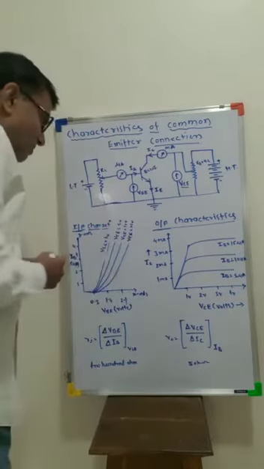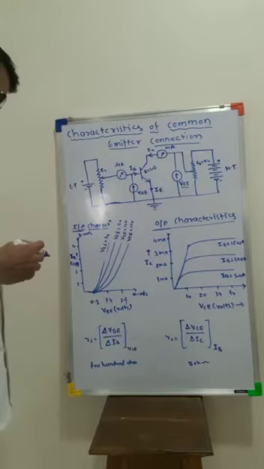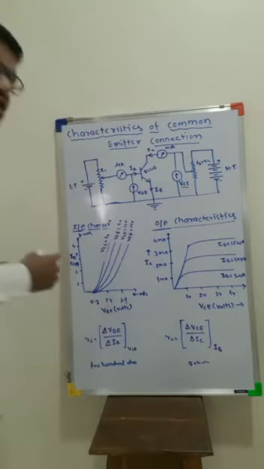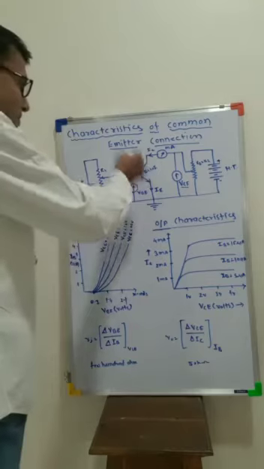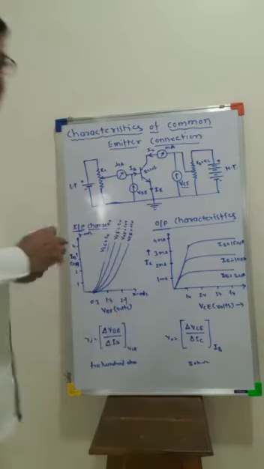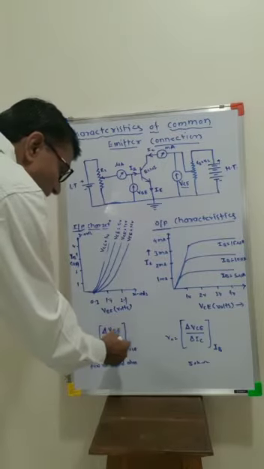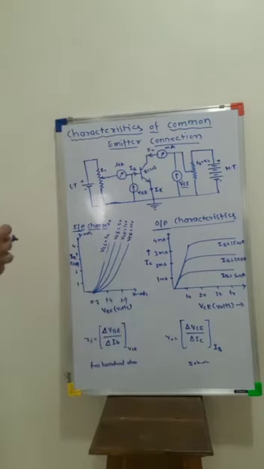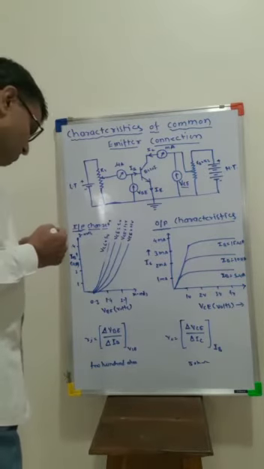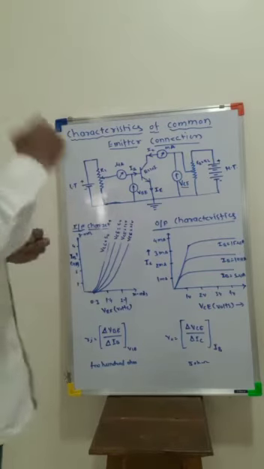So from this graphical representation, we calculate the input resistance. The input resistance is the ratio of change in input voltage to change in input current at constant output voltage. It means that Ri is equal to del VB upon del IB at constant VC, meaning the output voltage remains constant. We observe that the input resistance is very small, a few hundred ohms.